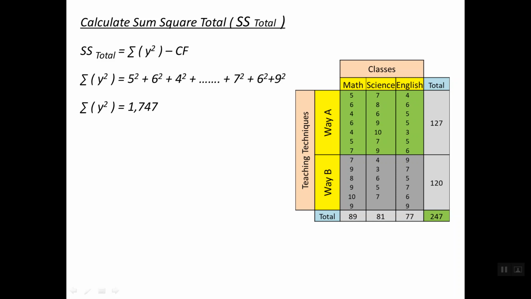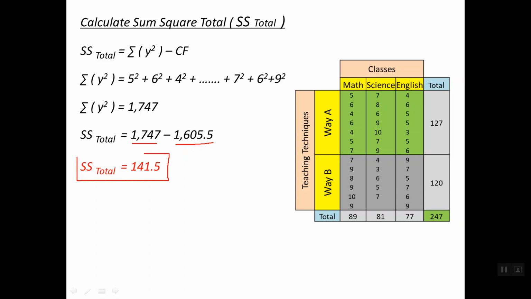So the total, or the summation of y square, is 1747. So simply now we can calculate the SS total. This is the summation of the squares of the observations, and this is the value of the correction factor. So this is the value for SS total. So SS total is equal to 141.5.